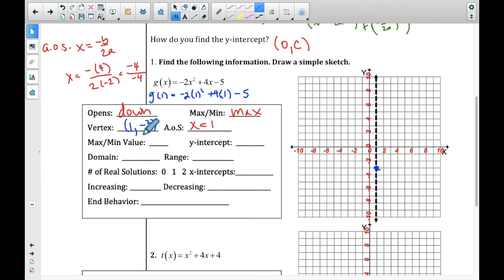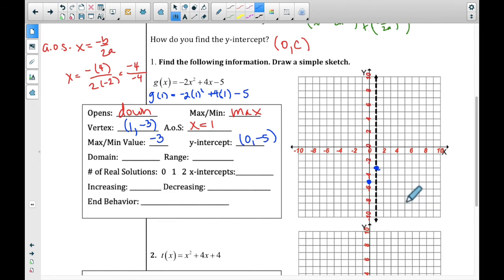Okay, and then that is the answer to what is my min or max value: -3. That y value is always my min or max value. Now, my y-intercept, that's always the number on the end. That's the c. That's 0, -5. So I'm going to come down here, and I'm going to go to 0, -5, and I'm going to graph it there.